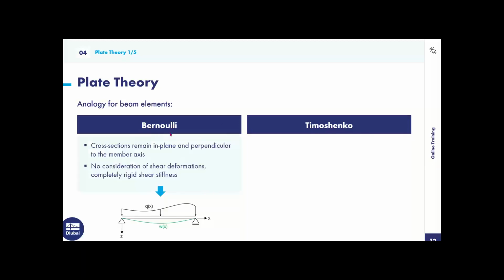The assumptions made for Bernoulli's are that the cross sections always remain in plane and are perpendicular to the member axes. And the second assumption is that there is no consideration of shear deformations, and that the shear stiffness is completely rigid for our member.